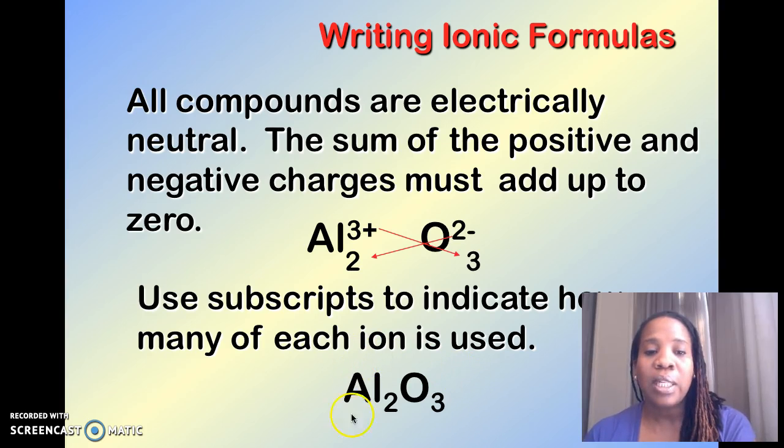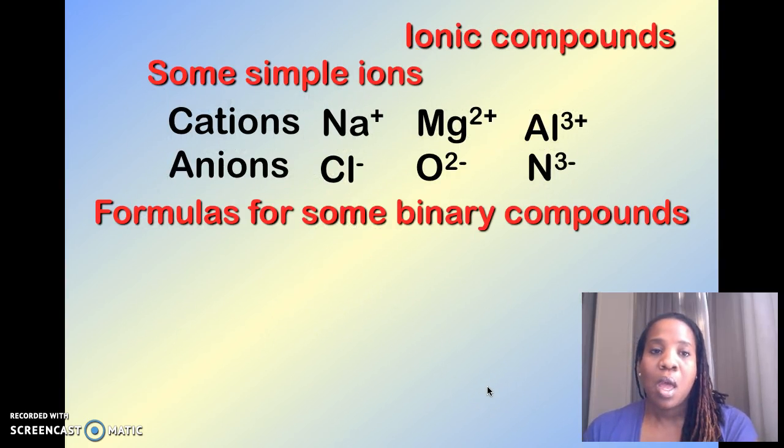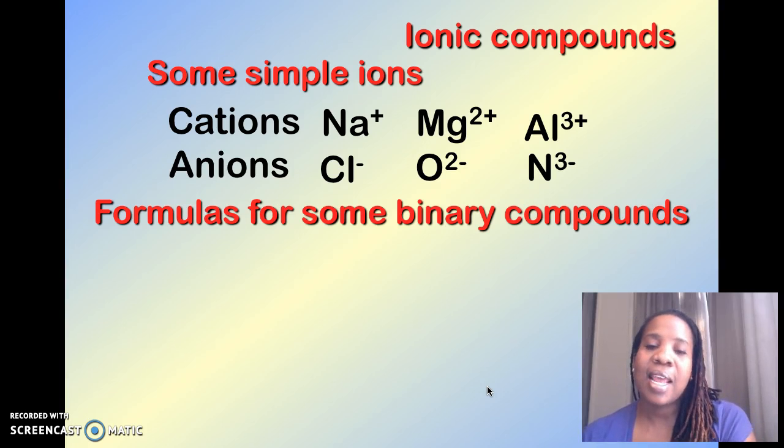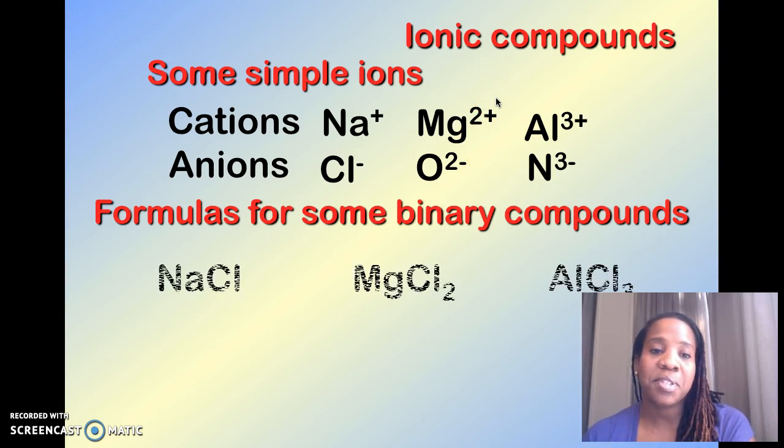Okay? You only need to crisscross when the charges do not automatically cancel out. So if it's +2, -2, it's just the symbols for the elements. There's no subscripts needed. Simple examples where you just combine monatomic cations and anions. Again, if the charges are the same, +1, -1, they cancel out. There's no subscripts. +2, -2, there's no subscripts. But if the charges are different, then you use a crisscross. So here are some examples.